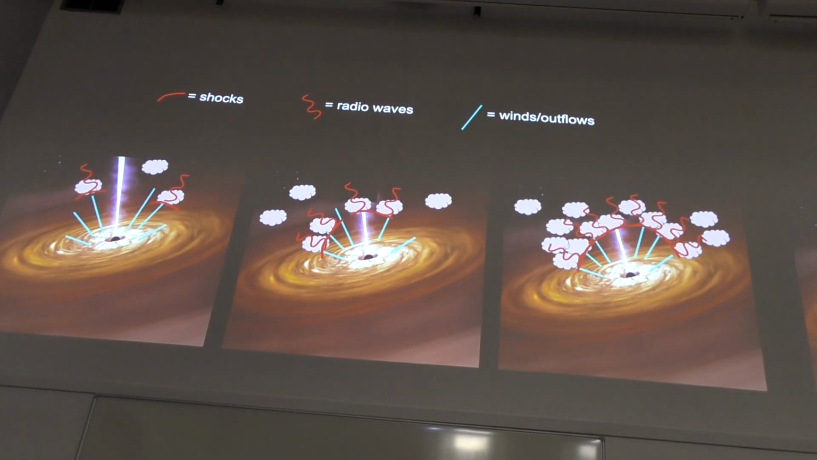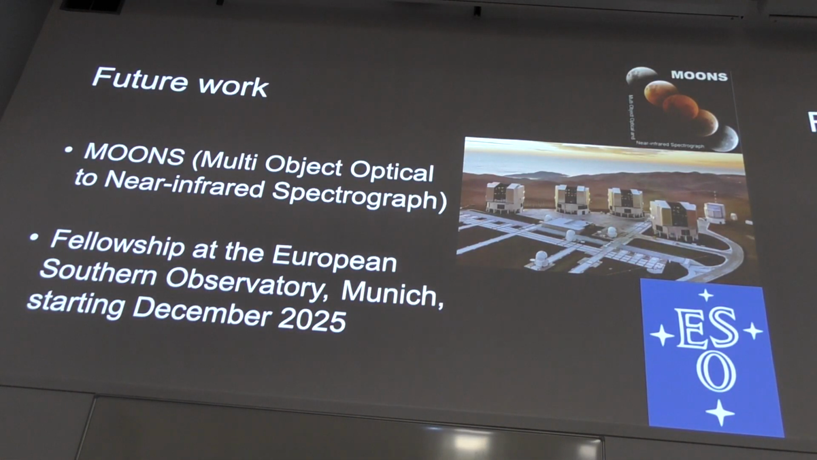This is still work in progress, so I'm still trying to test this theory. But if this were correct, this fits in with this evolutionary scenario that as you shock and hit these dust clouds, you're going to heat them up, you're going to destroy them, or you're going to blow them away. And then eventually, if you blow enough away, you'll evolve into a blue quasar, because you've got rid of all your dust. So yeah, that's it.